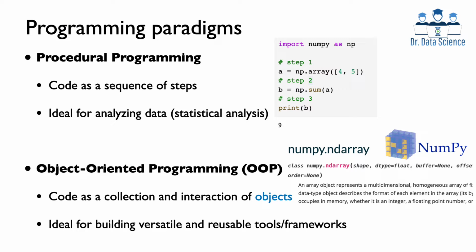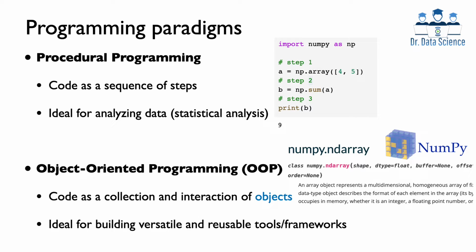There are two main programming paradigms. The first one is procedural programming. This is when you code as a sequence of steps. Let's say we import NumPy as np. You know that NumPy is a data science toolkit in Python that you can use to work with multidimensional arrays. Here, for example, we have an array with two elements in it, 4 and 5. And then in step 2, we are going to add them together. In step 3, we are going to print this result, right? So this means that every time you have to repeat this process when you get a new set of inputs.